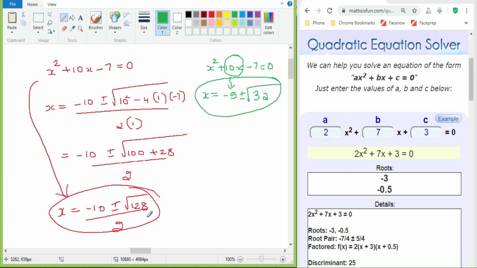Guys, if you are going to simplify this, you'll get the answer here: minus 10 by 2 is minus 5 plus or minus root of 128 divided by 2, which is nothing but minus 5 plus or minus root of 128, and under the root it will be divided by 4. Then I can tell the answer is root of 32. Look here, after this lengthy process, you are going to get this answer. Here I am going to get the answer in a click: minus 5 plus or minus root of 32.